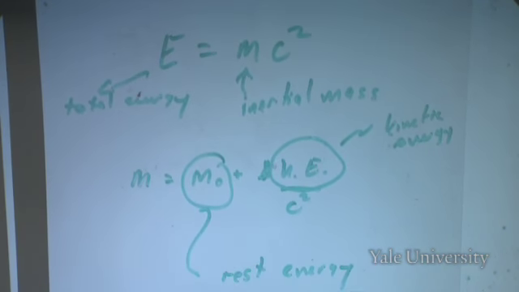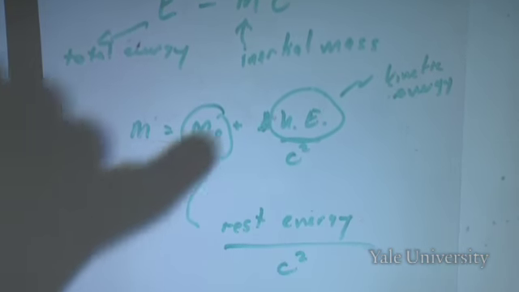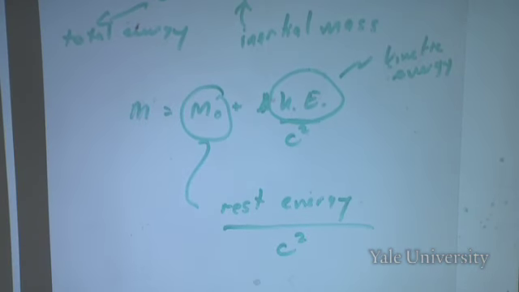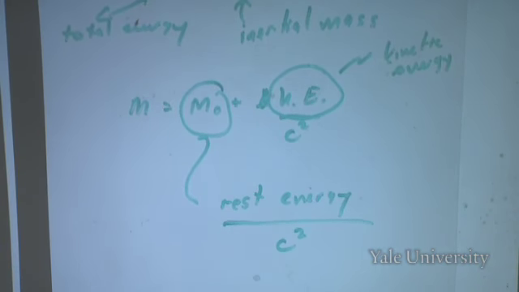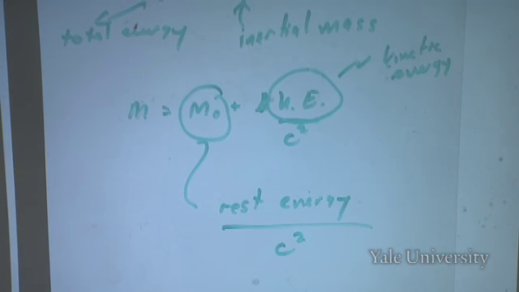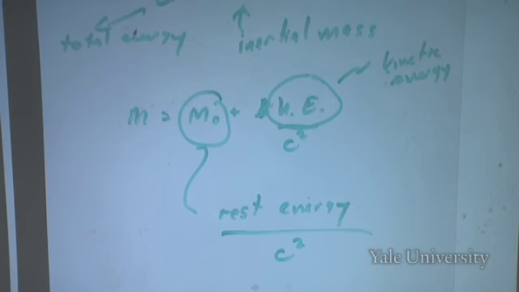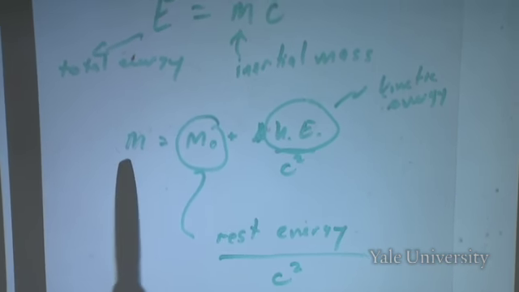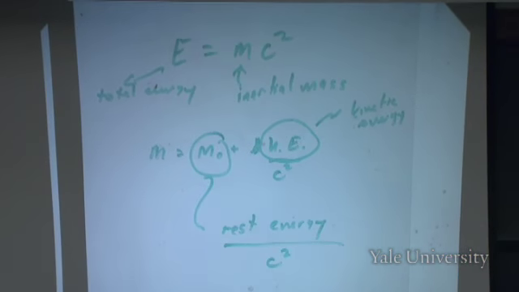So E here is the total energy. And there are two kinds of energies being expressed here. There's a rest energy divided by c squared, and there's a kinetic energy divided by c squared. But in the Newtonian case, you think of them as two completely different things. Whereas in the relativistic case, they're two manifestations of the same thing, and they add to make the inertial mass.